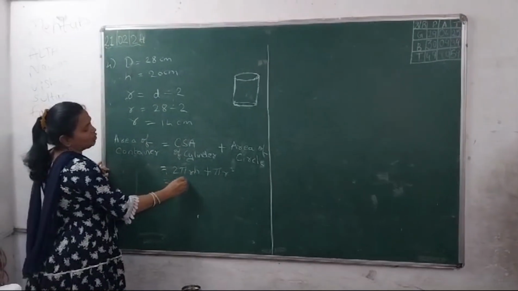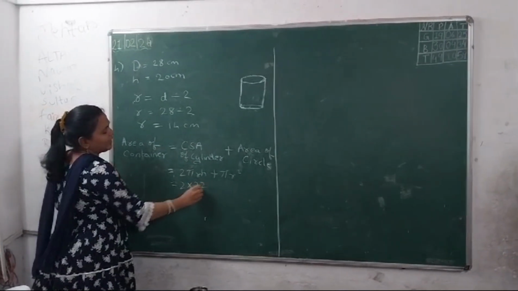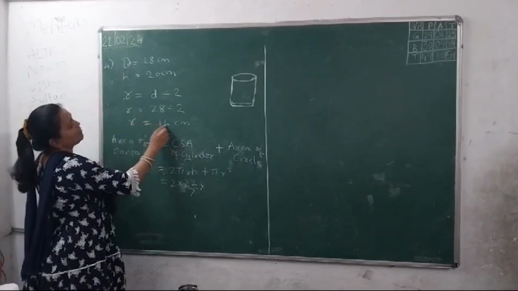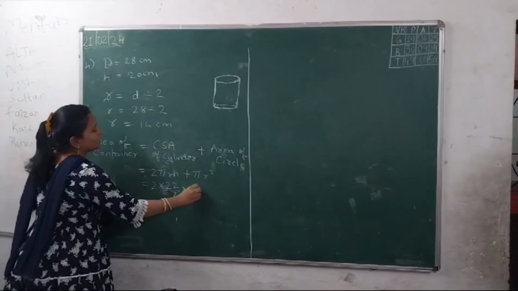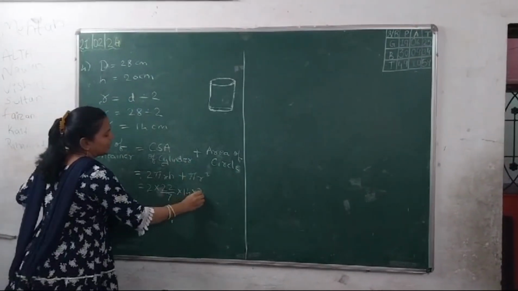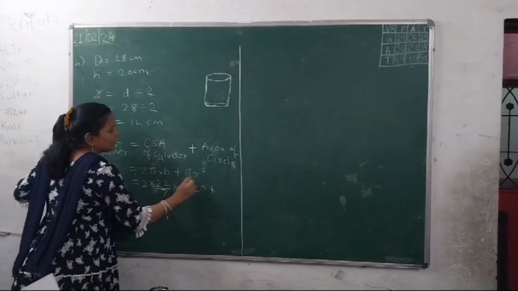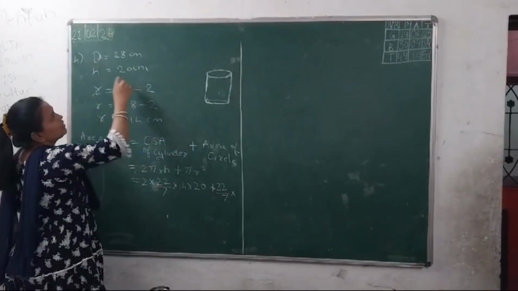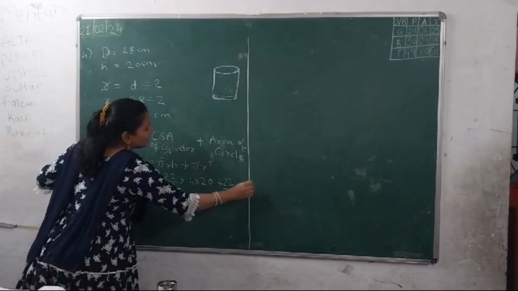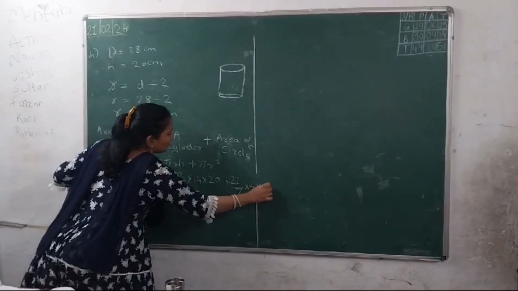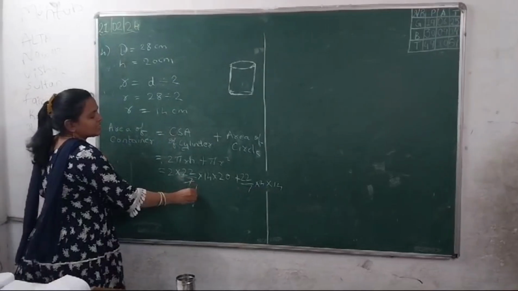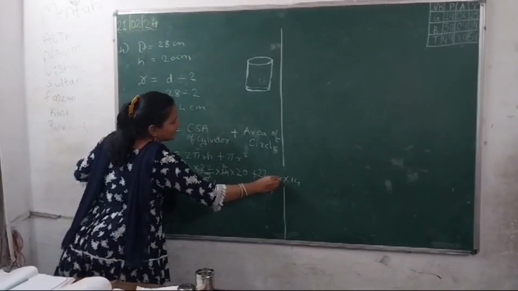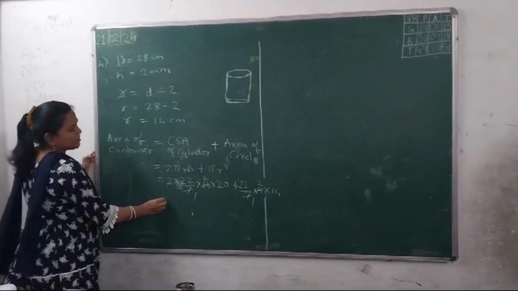So first we will write 2. Instead of pi we will write 22 upon 7. Instead of r, what is r given here? 14. 14 into h, which is how much? 20. Plus again 22 upon 7. R is given how much? 14. And that is given twice. So into 40. So 7 1 the 7, 7 2 the 14. Again 7 1 the 7, 7 2 the 14. Let's multiply.